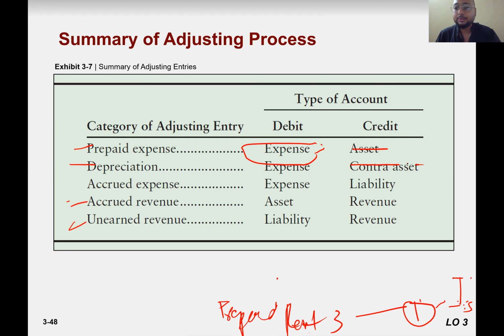Accrued revenue. What does it mean? It means you already sold the thing, but you did not receive the money. It's like credit sales. In that case, you create accounts receivable, and accounts receivable are our assets, right? The customer purchased goods from you but didn't pay you. So we create the customer's accounts receivable, right? That is called accrued revenue.